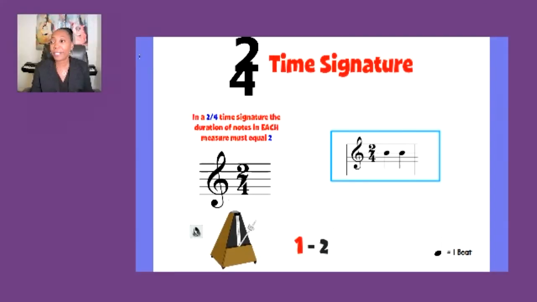Good, and it makes you feel like you want to march, right? Yes. And so in a 2/4 time signature, the duration of notes in each measure equal 2. That's right. And you can see right here, we have our quarter note, 1, 2. All right. So there you have your 2/4 time signature.